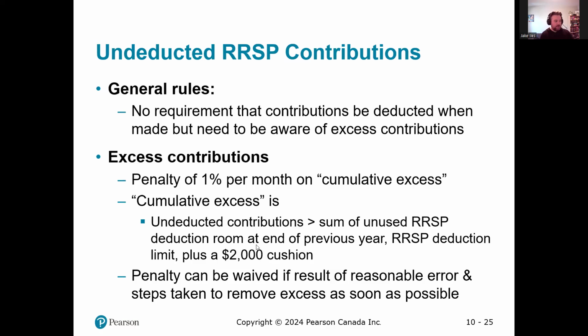So the cumulative excess is the undeducted contribution if it's greater than the sum of unused RRSP deduction room plus a $2,000 cushion. The penalty can be waived if it's a reasonable error and if I take steps to remove the excess as soon as possible. I say, oops, thought I had 30,000, turns out I only have 25. I immediately took back the $5,000. They say, okay, you've made a correction, we'll leave it.